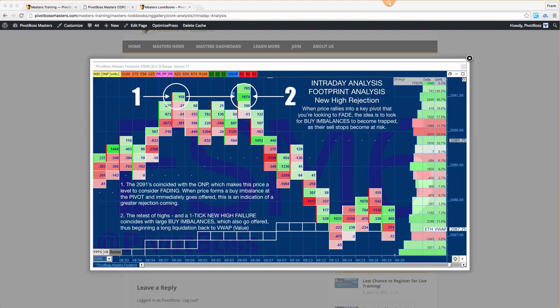There's always going to be a retest unless there's a significant rejection of some sort. There's always going to be a retest, so you have to watch for the retest. And on the retest, if price ticks one tick above it or at it or one tick below it, this is a huge sell opportunity if a major buy imbalance forms at one of those price points and then goes offered.